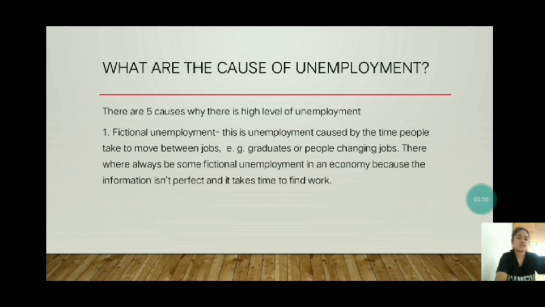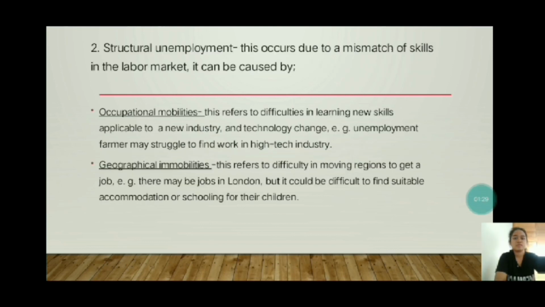So what are the causes of unemployment? So there are 5 causes why there is a high level of unemployment. First is the frictional unemployment. This is unemployment caused by the time people take to move between jobs. E.g. graduates or people changing jobs. There will always be some frictional unemployment in an economy because the information isn't perfect and it takes time to find work.